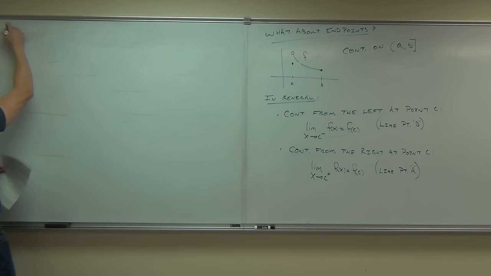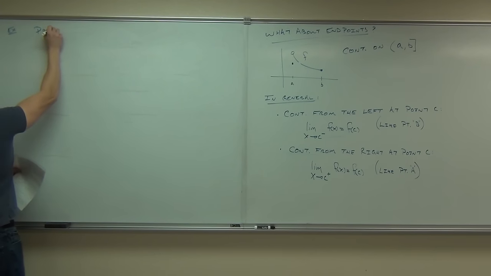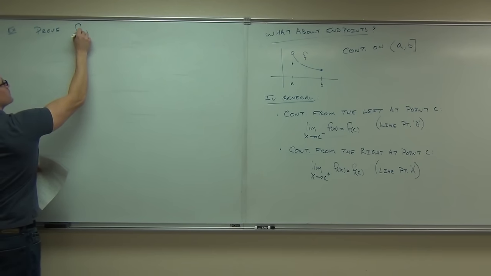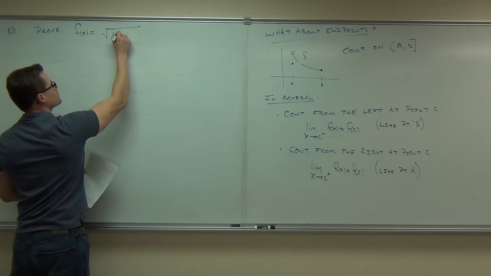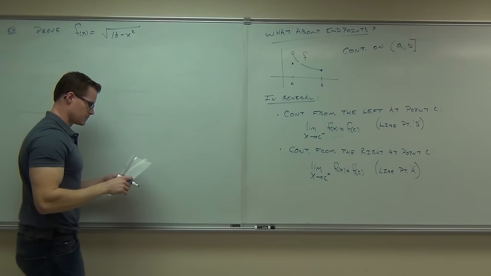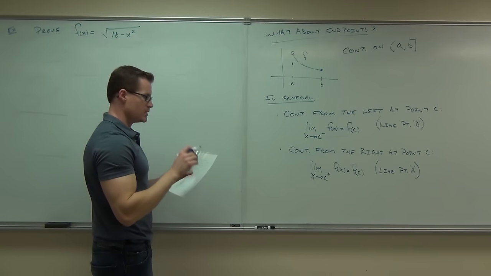So I want to prove that this function is continuous on negative 4 to 4.